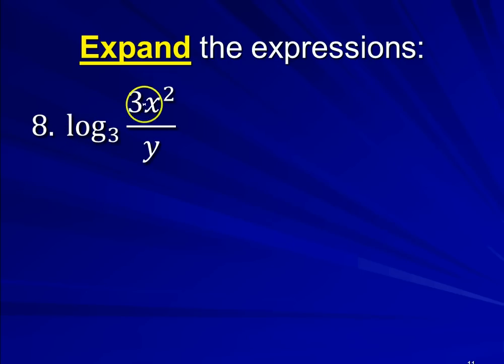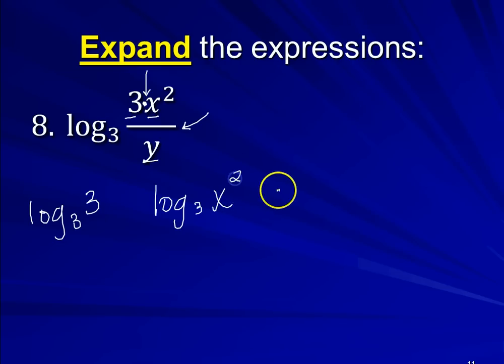Okay, so two things you got to recognize here. I got to break up this 3 and this x squared. Right now it's multiplication. And I also got to break up this y. This y is division. So there's three things. I've got a 3, an x squared, and a y. Okay, so I've got log base 3 of 3, log base 3 of x squared, and log base 3 of y. There's three different terms here that I'm breaking up.